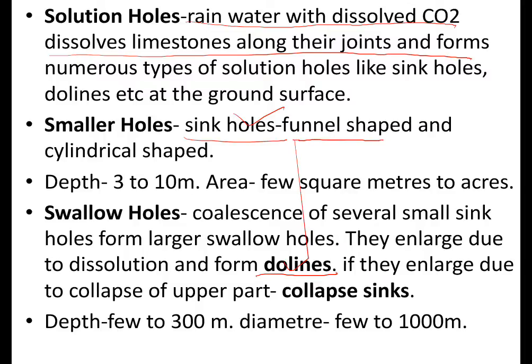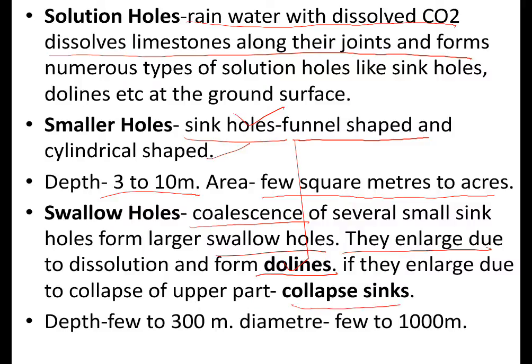These sinkholes are funnel shaped and cylindrical shaped, and depth can be up to 3 to 10 meters. Area is about a few square meters to acres. Whereas swallow holes form because of coalescence of several small sinkholes into a larger one, and they enlarge due to dissolution and form dolines. If they enlarge due to collapse of the upper part, they call it collapse sinks. Depth can be up to 300 meters, and diameter can be up to 1000 meters.